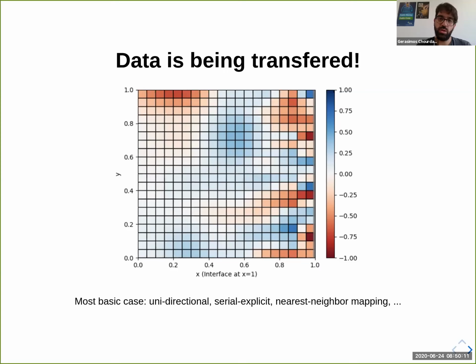Again, let me state here that this is the simplest case possible that we can imagine. So this is a unidirectional, serial, and explicit coupling with a nearest neighbor mapping, where we even have meshes of the same number of nodes.